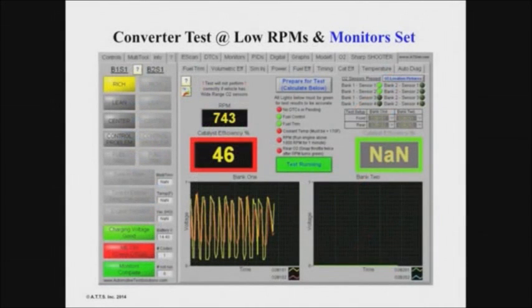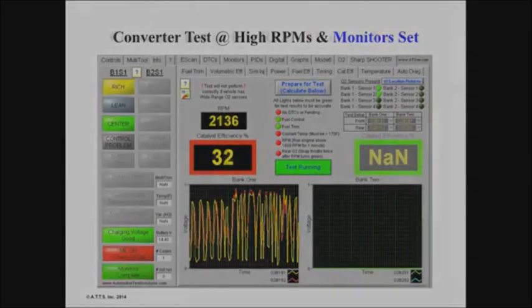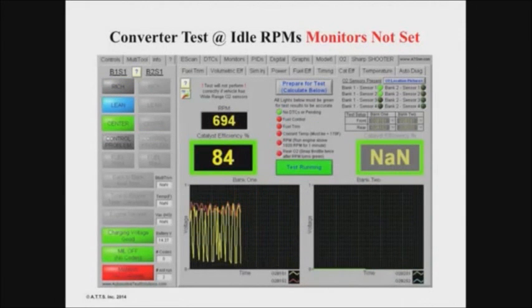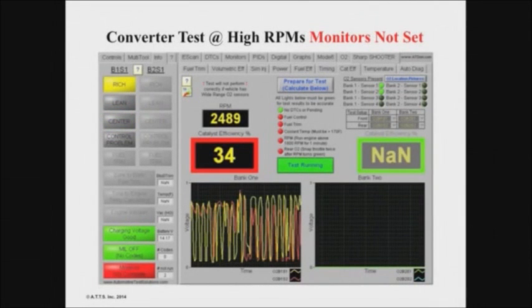Another one at idle. Monitors are set. So this is with the code. At idle, 46. At a high RPM, this is with the monitor set. Monitors not set. Idle. Hey, that looks pretty good. But watch what happens. Race it up, it failed. So sometimes monitors set, monitors not set really make a difference. Okay? So that's another thing that you could look at.